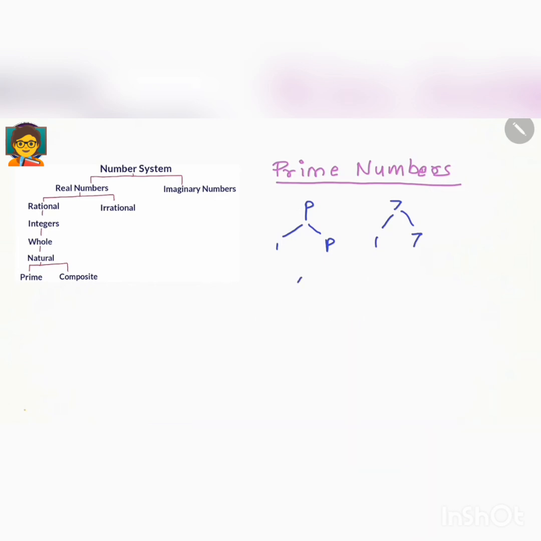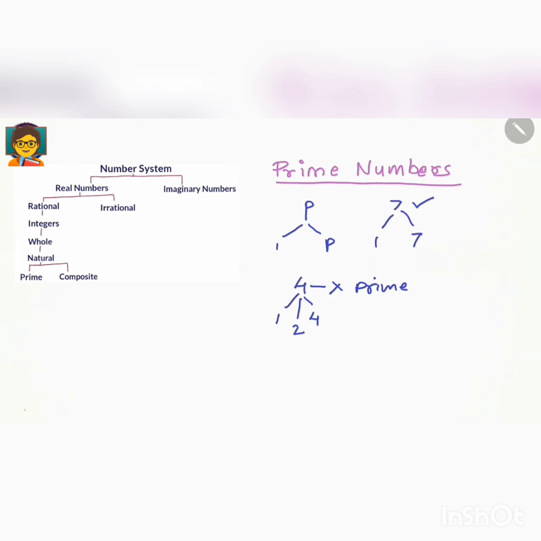However, number 4 cannot be prime because it has one factor as 1, 4, and apart from 1 and 4 it has one more factor, that is 2. It can be divided by 2. Hence 4 is not prime, whereas number 7 is a prime number.